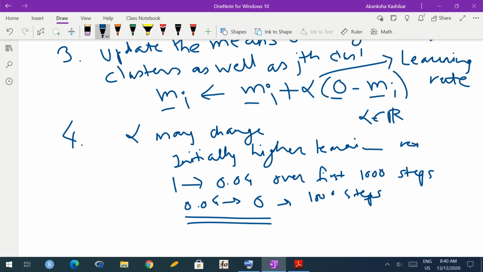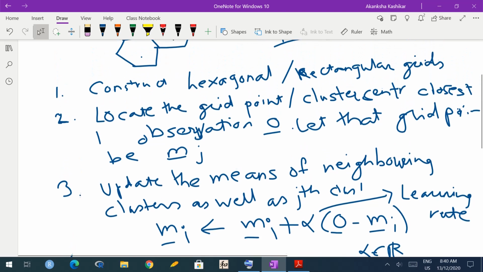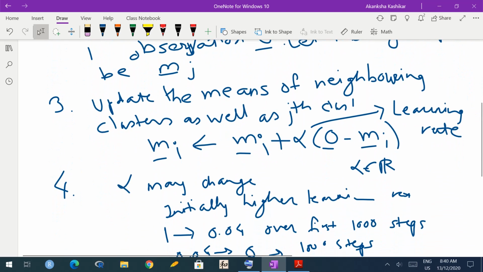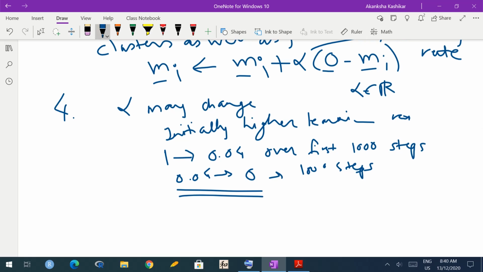So this step 2 and 3 we have to keep repeating till we get stable clusters. So repeat 2, 3 till convergence, till we get stable clusters.